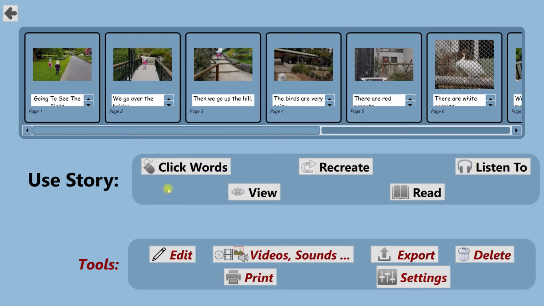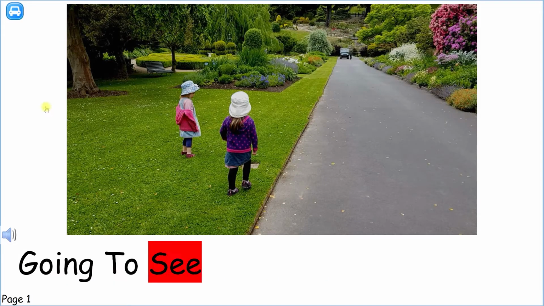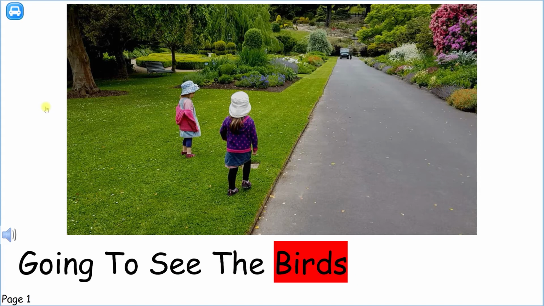But for the moment, I just want to teach you about click words. So select click words. Going to see the birds. Click on see. So click words, in that mode, it asks the student to click on the words in the sentence, but not in the order that they appear in the sentence. So we're working on word recognition.